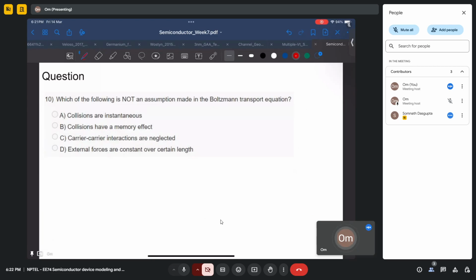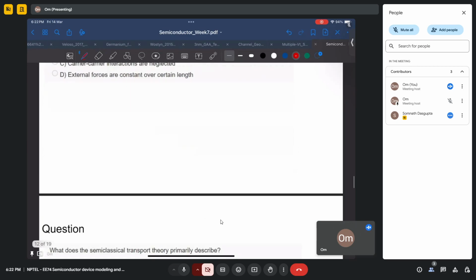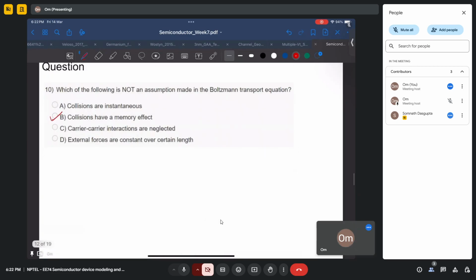Which of the following is not an assumption made in Boltzmann transport equation? Right. So option B is correct. Okay, so give me a minute.